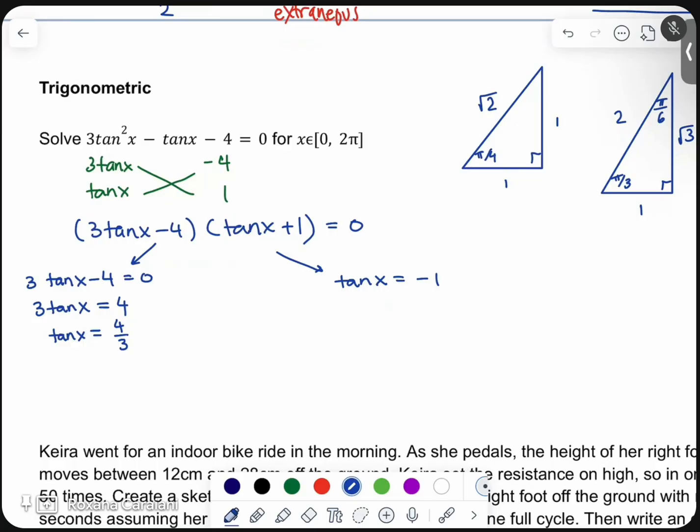So a few things. Refresher on our CAST rule. The CAST rule tells us where each ratio is positive. We are solving an equation where tan is positive, so that means we want to be in quadrant 1 where everyone is positive, and quadrant 3 where only tan is positive. And this is great and everything, but I need to figure out what that little alpha angle is, and I'm going to go to my calculator, and I'm just going to take a tan inverse of 4 over 3.